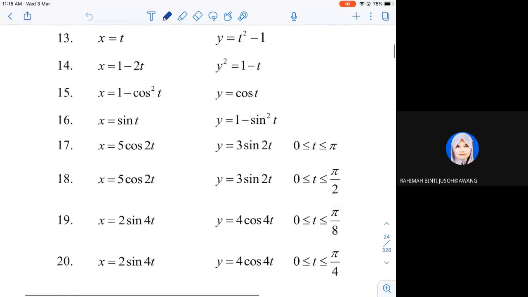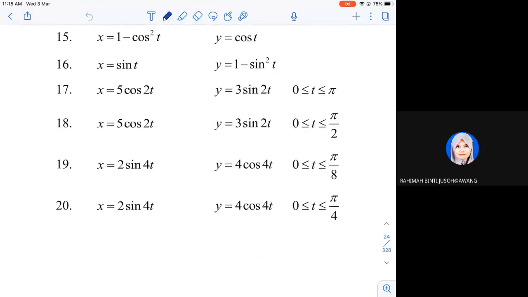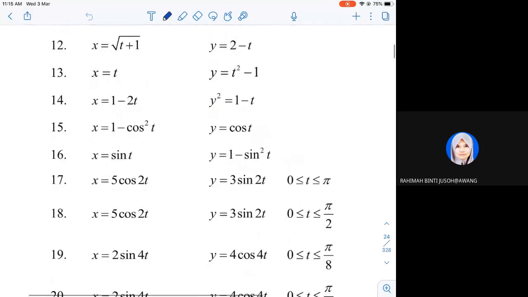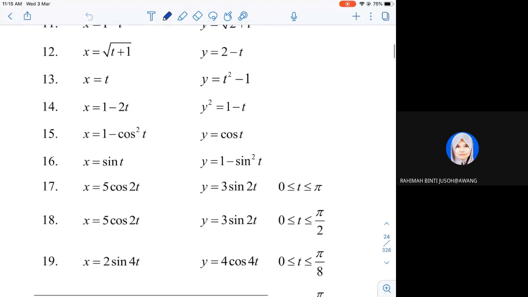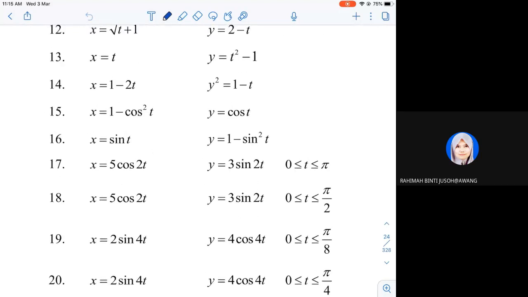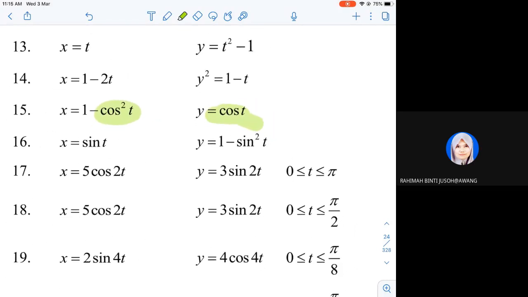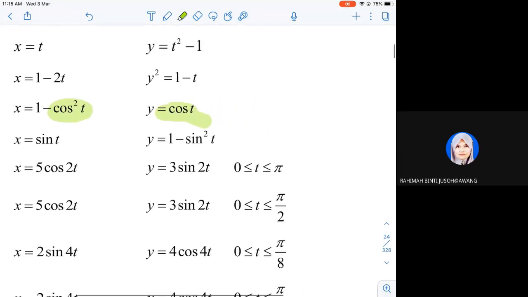Okay, for the case of like this, okey, tadi kes yang cos tu. Kes macam ni, kalau you tengok, you perasan soalan number 15 ni, x equals to 1 minus cos squared t, y equals to cos t. Dia sama. So, dia bukanlah circle, bukanlah ellipse.